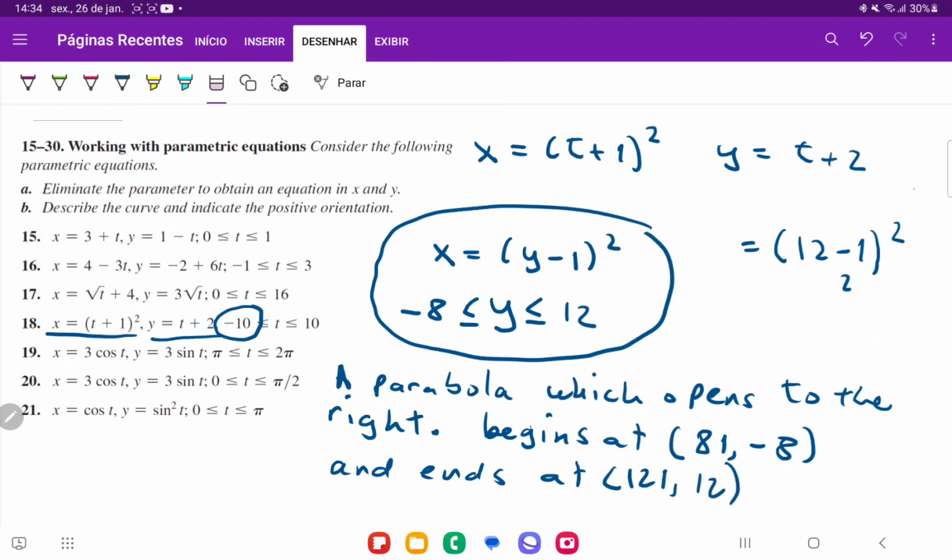So that is it. We were able to describe the equation of this parabola, the shape that it has, and where it begins, the coordinates of the point, and where it ends. So that's it for problem 18.